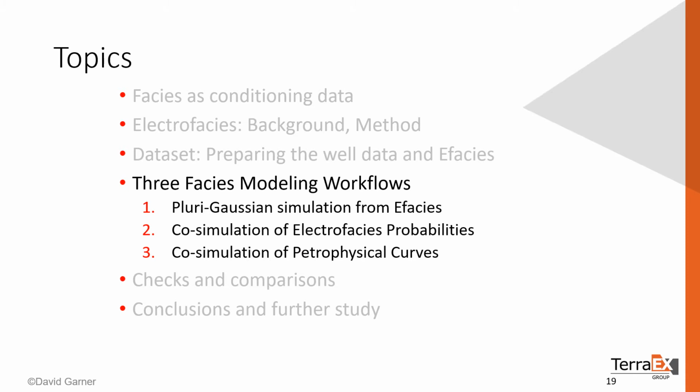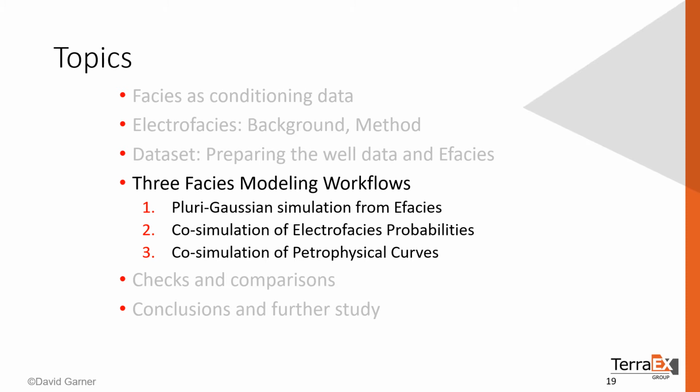Okay, so that said, we have the three workflows. We're going to look at a pixel method, plurigaussian, from the e-facies. Then we're going to look at the electrofacies probabilities, the 4 probabilities. And finally, use the 3 curves and co-simulate. So this is to build 3D models directly from each of these elements. And it sets up some interesting problems related to multivariate, nonlinear relationships.